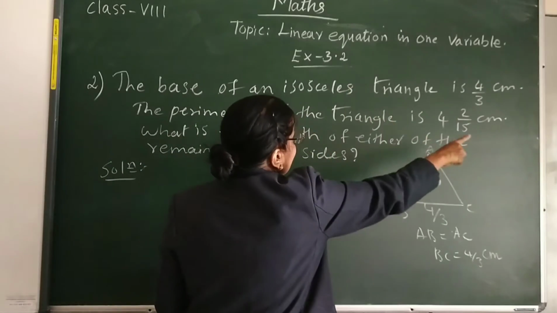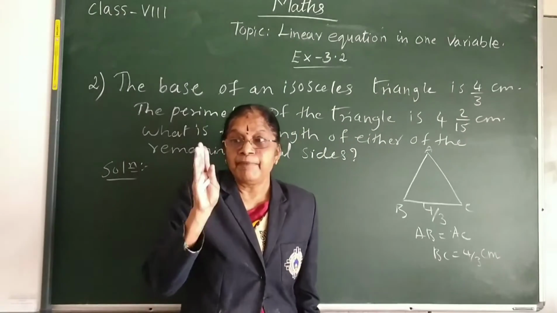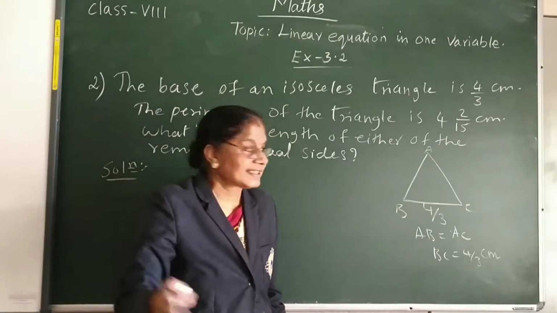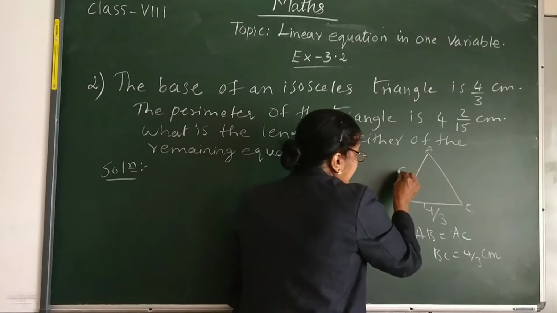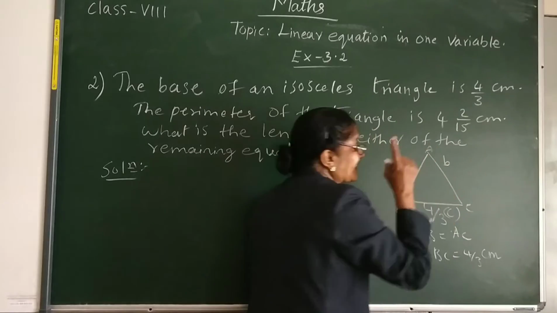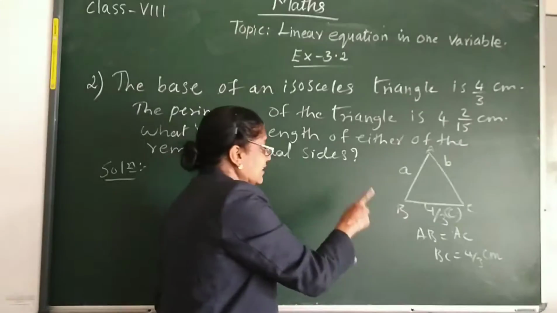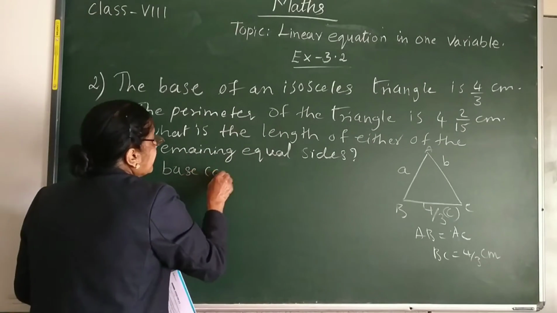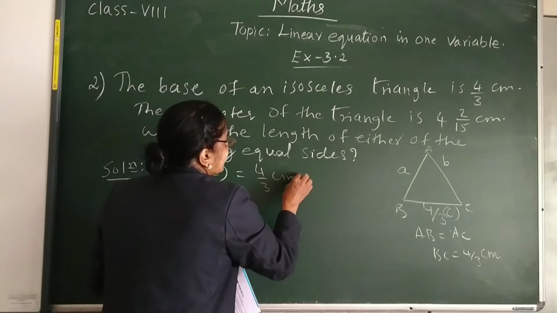The perimeter is given how much? 4 2 by 15. What is the perimeter of a triangle? Perimeter of a triangle is nothing but the sum of the three sides, that is AB, BC and CA. So if we take this as A, B and this as C, then A plus B plus C is called the perimeter of the triangle. C is given, the base is given to us. So first, what is given? Base, which is C, is equal to 4 by 3 centimeters.